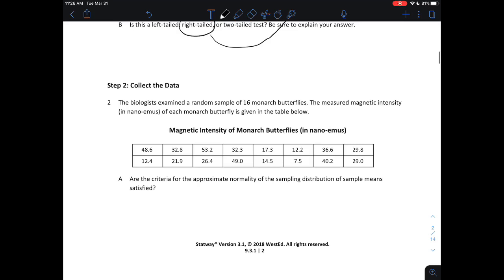So first of all, part A: are the criteria for approximate normality of the sampling distribution of the sample mean satisfied? So one part of the criteria is n greater than 30.